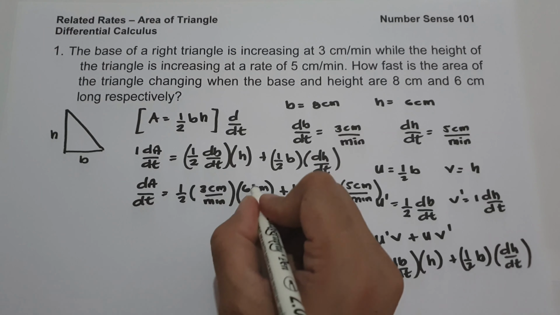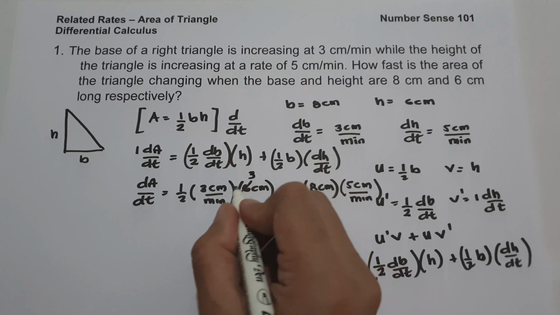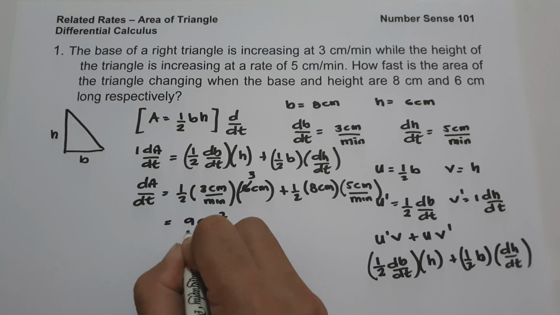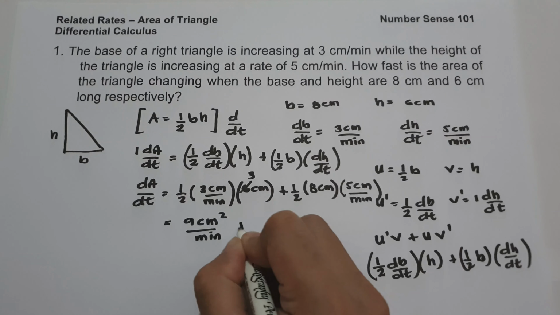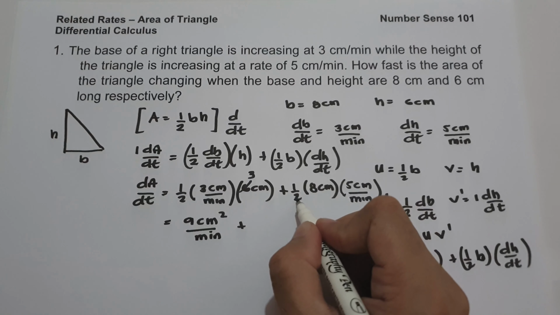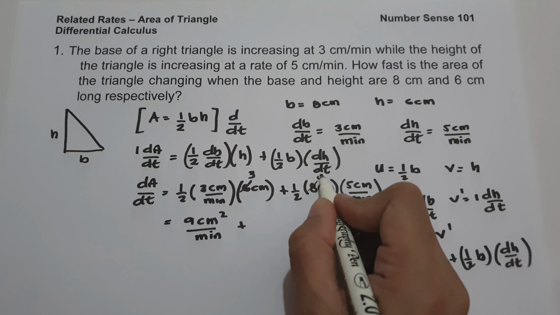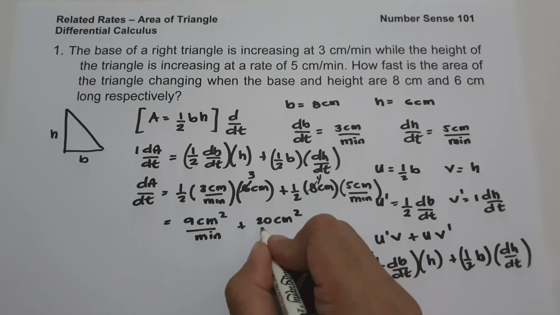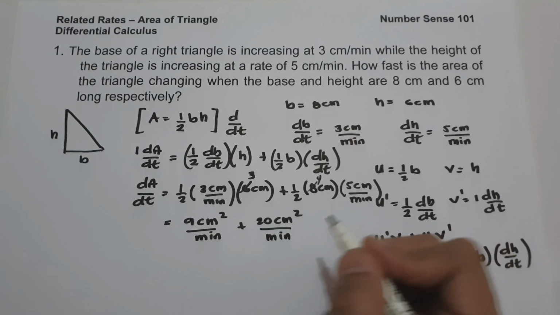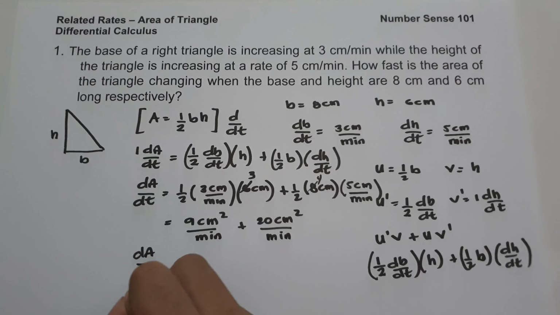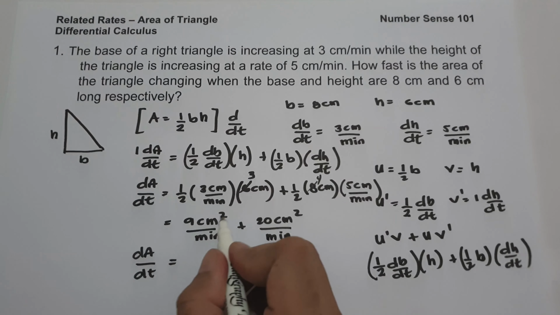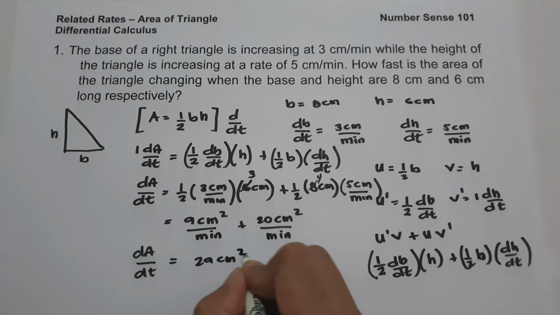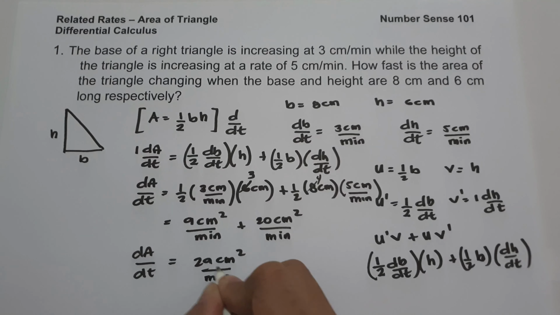So 6 divided by 2 is 3, and 3 centimeters times 3 centimeters is 9 square centimeters per minute. And then we have 8 divided by 2, that is 4. 4 centimeters times 5 centimeters is 20 square centimeters per minute. So therefore, dA over dt is 9 square centimeters per minute plus 20 square centimeters per minute, that's 29 square centimeters per minute. And this will be our answer.